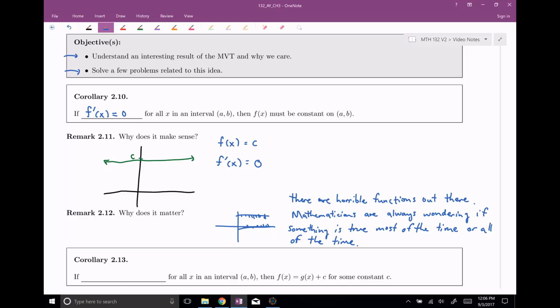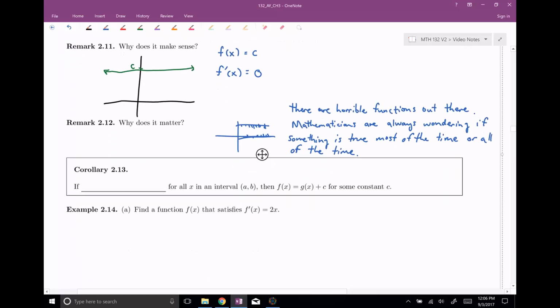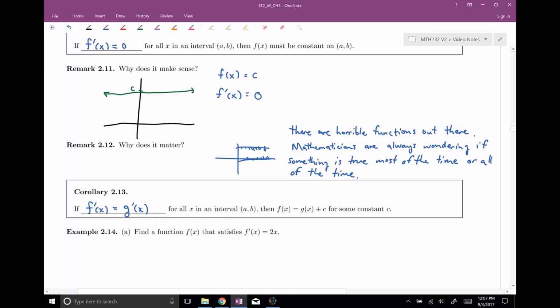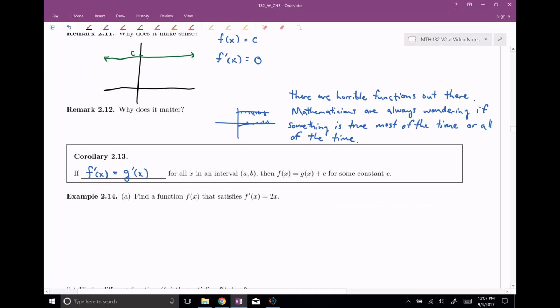And now we can actually upgrade this as well. So if two functions have the same derivative, so if f prime of x is equal to g prime of x, this is actually related to this previous one up here. The claim is the only way that two functions can have the same derivative is if they're off by a constant. If they're off by a constant, that's okay, because again, that constant will have derivative 0.